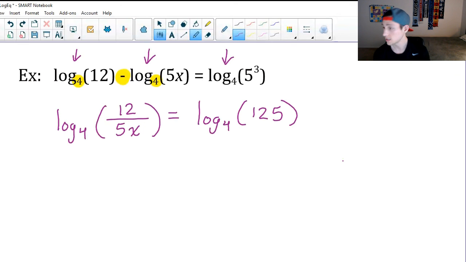So now I've done exactly what I wanted to do. This now looks like method 1. Just log base 4 equals log base 4. So great.